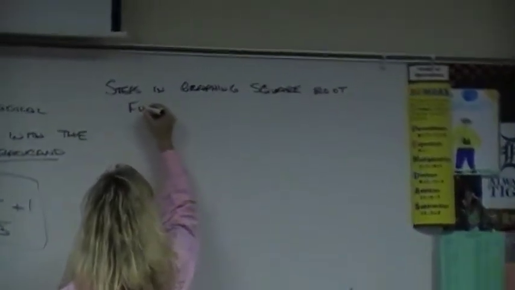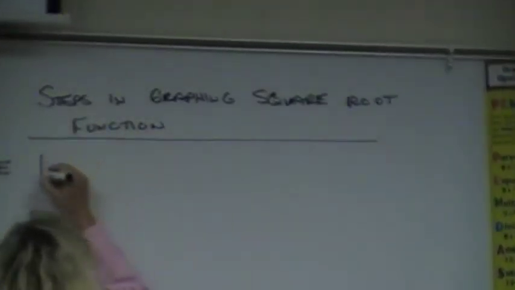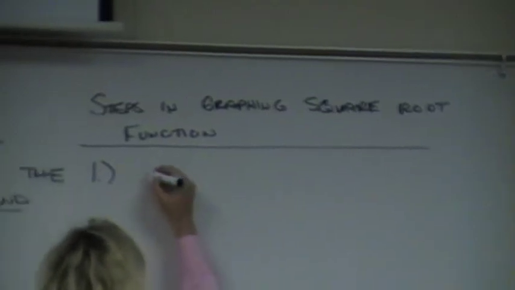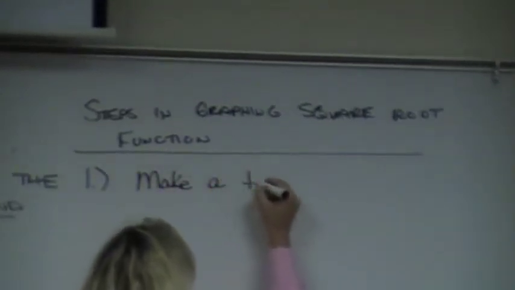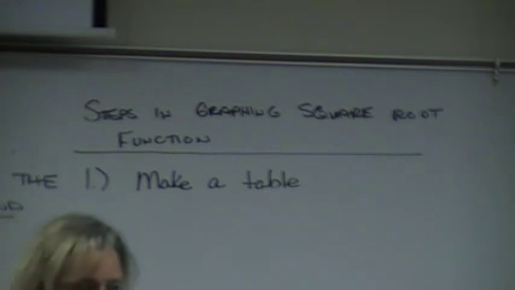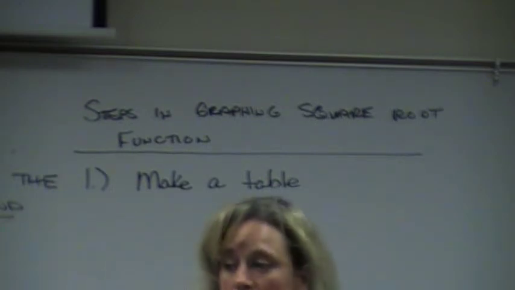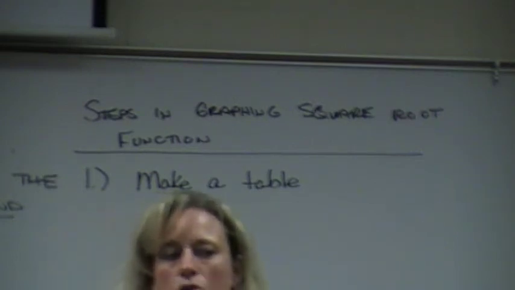Okay? Here we go. Step 1, okay, is to first of all make a table. Which every time we graph, what do we always do? Make a table. Now here's what changes. Here's what I want you to make sure you understand, that whenever you're graphing a square root function, what number can we not take the square root of? Negative numbers. So remember how we used to use our convenient domain? What was our convenient domain in the past?